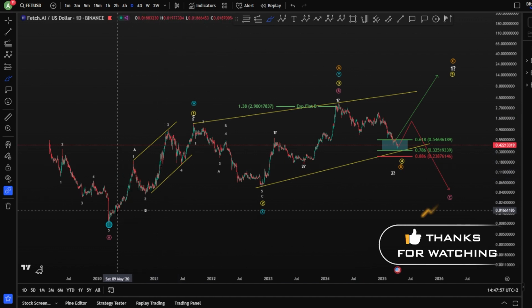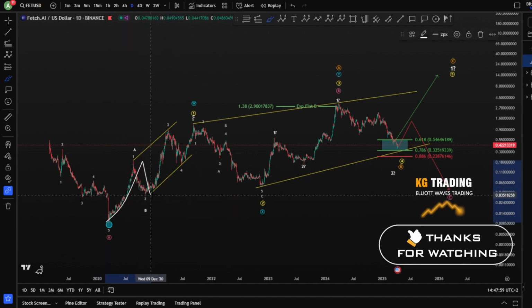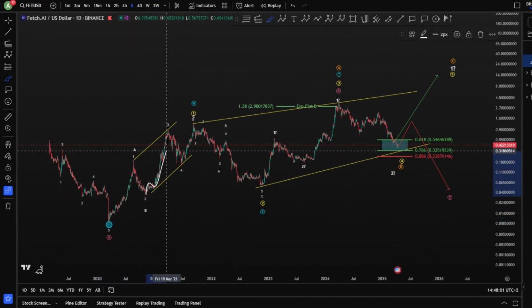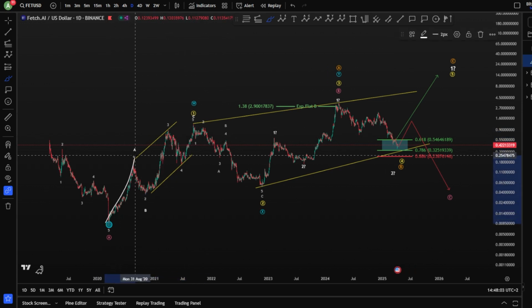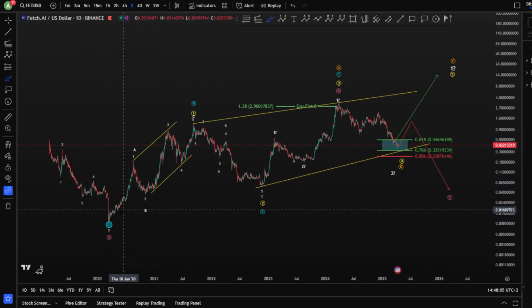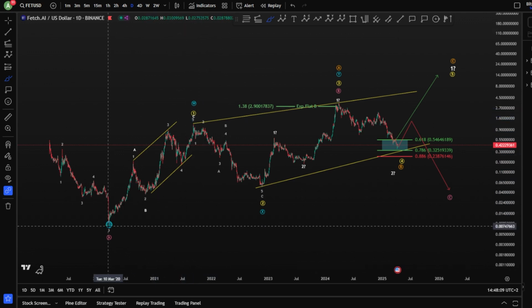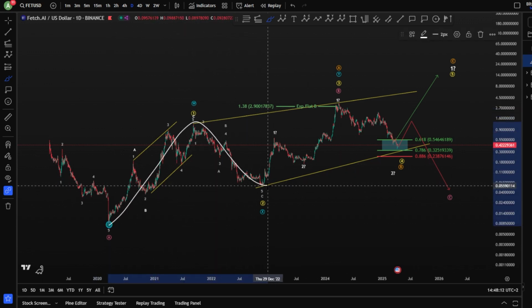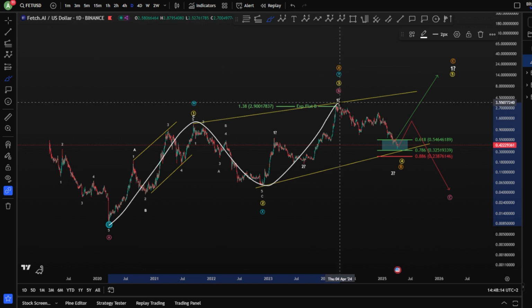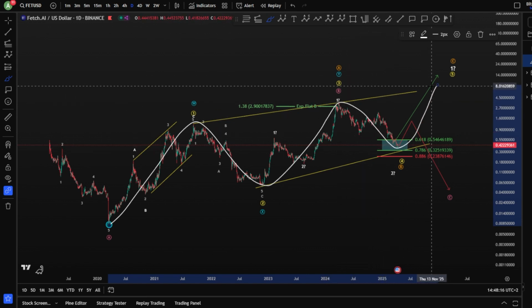Now another scenario, of course, it can be a finished A, B, and a C here, where your wave C is an impulse, 1, 2, 3, 4, 5, after a wave A impulsive as well. You finish a zigzag for a wave 1, as well as a leading diagonal for wave 2, corrective, and then zigzag for wave 3, 4, and a 5 toward the upside.